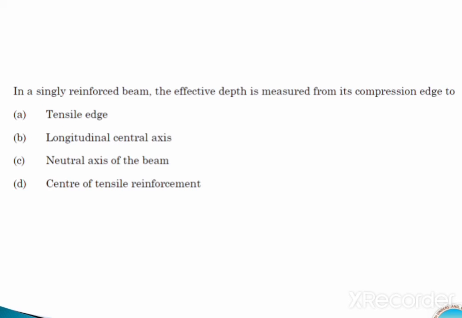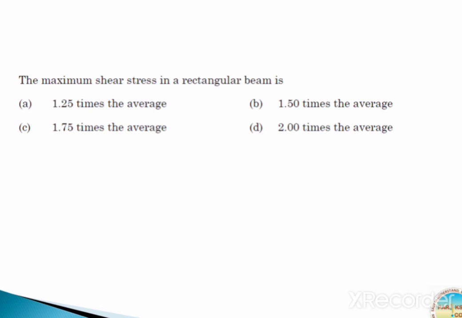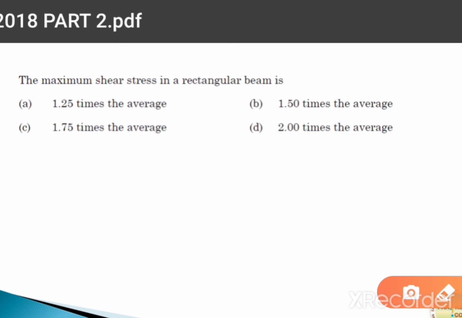Proceeding to the next question. In a singly reinforced beam, the effective depth is measured from its compression edge to. The correct answer for this question is center of tensile reinforcement. Proceeding to the next question. The maximum shear stress in a rectangular beam is 1.25 times the average, 1.50 times, 1.75 times or 2.0 times the average. The correct answer for this question is 1.50 times.